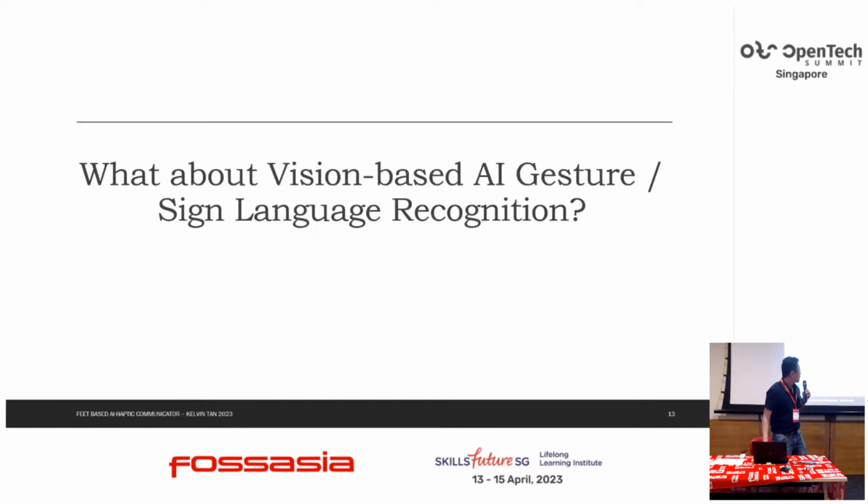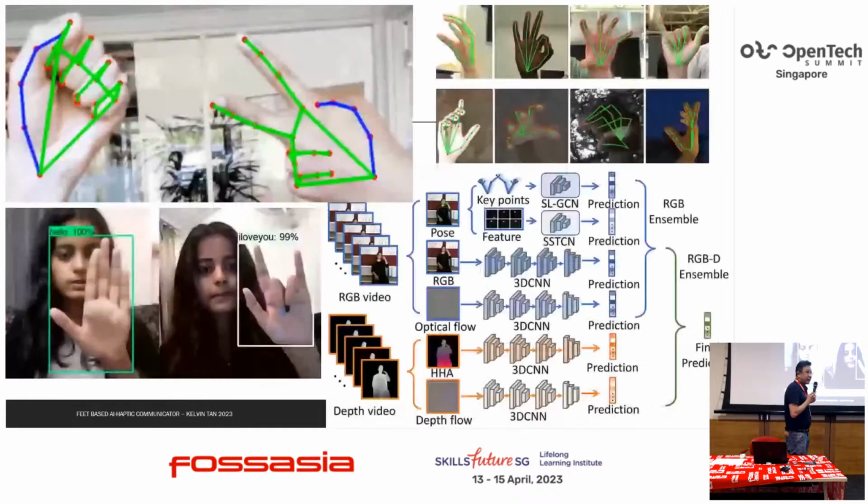Okay, so what about vision-based AI gesture? There are other alternatives out there, right? So this is some of what is done and available. For example, using a camera to recognize hand gestures. Even open source libraries are already available. So pretty impressive.